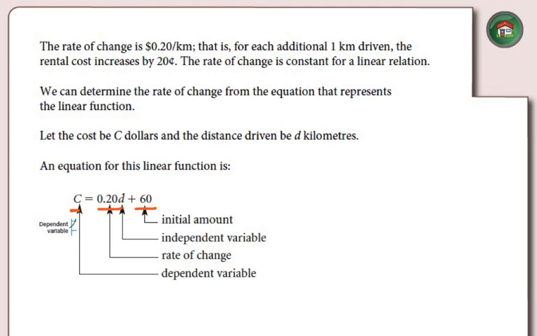Again, if we look at the variables, the dependent variable is always by itself, that's the cost. The independent variable is always involved in the calculation, that's the distance.